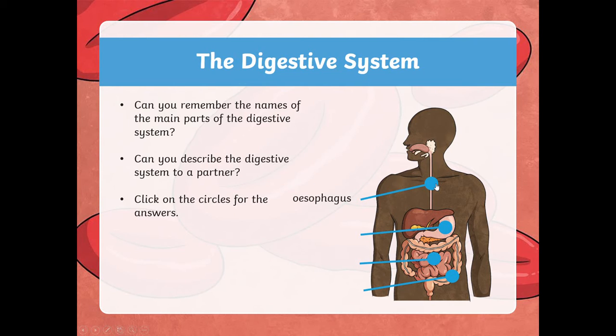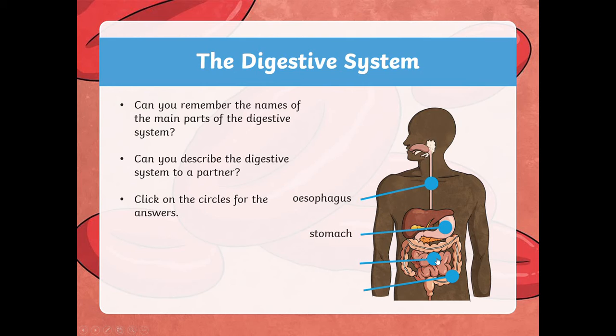So the first one that you use to swallow is your esophagus. The esophagus takes food from the mouth and deposits it down into the second part. Can you guess what that is for me? Yes, that is the stomach. So the stomach has its own functions. It helps digest food.